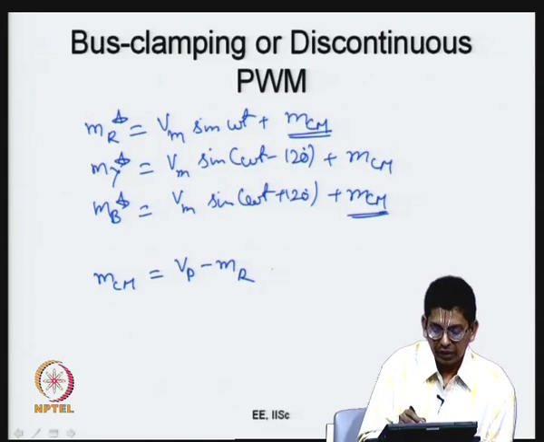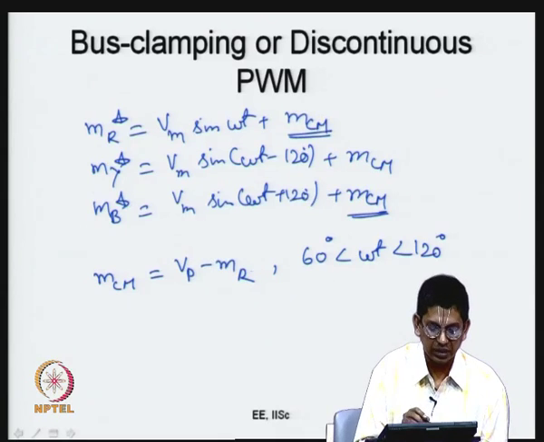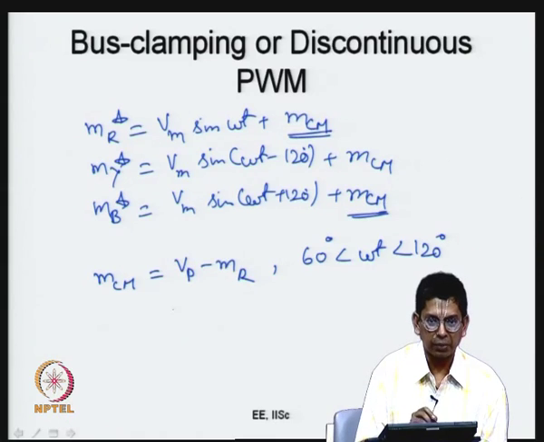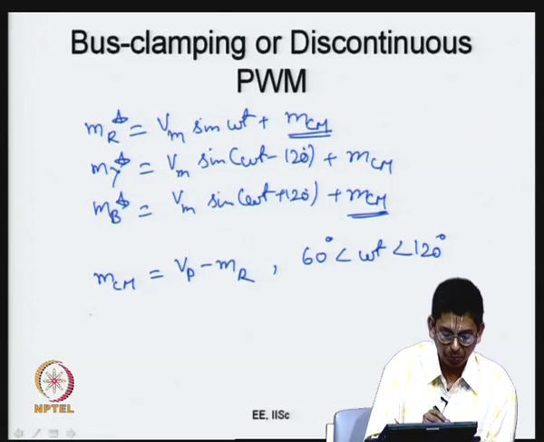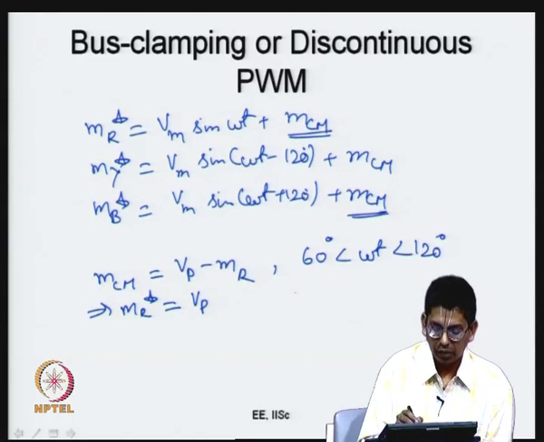Let us say in the region 60 less than omega t less than 120, this is when R phase goes through the peak. At 90 degrees it goes through the peak, and between 60 to 120 it is the most positive of the 3 sinusoidal modulating signals. So, you can pick up MR, subtract it from Vp, Vp minus MR, and treat this as the common mode signal. If you add the common mode signal to all the 3 quantities, what will happen? This would imply your MR star is equal to Vp when in this range.